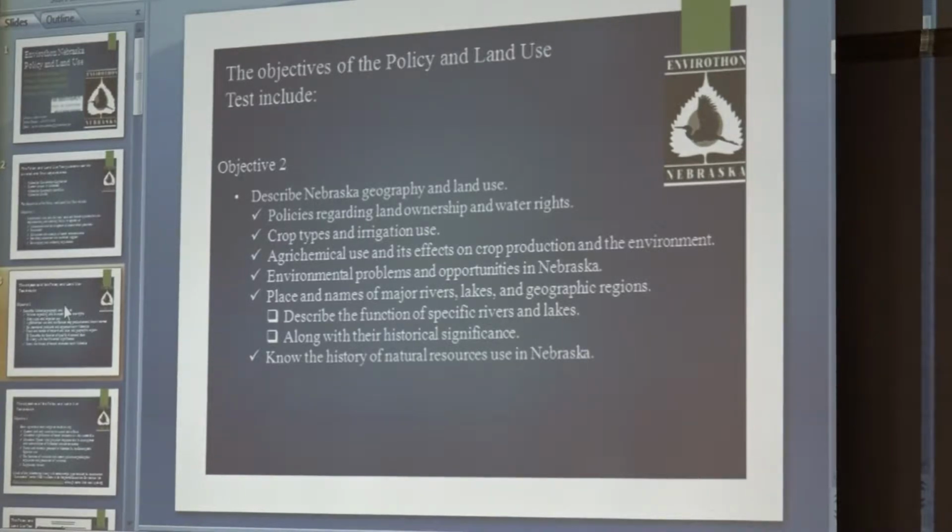Second objective, describe Nebraska geography, policies regarding land ownership, water rights, crop types, irrigation use, things like that, agricultural use and crop production environment, problems and opportunities. Place names, major rivers, lakes, and geographic regions are included, along with their historical significance, and knowing the history of natural resources in Nebraska.